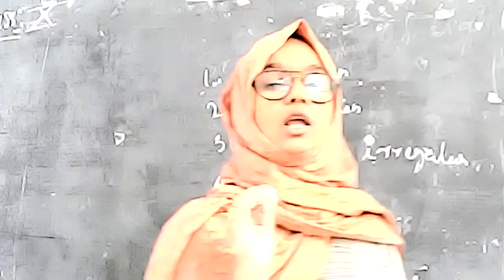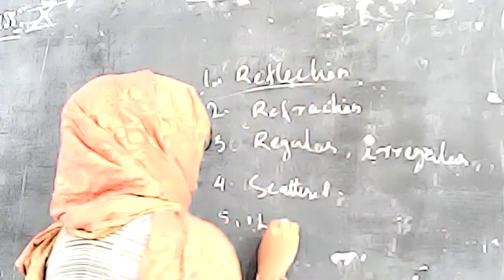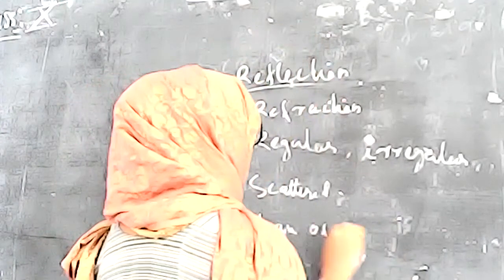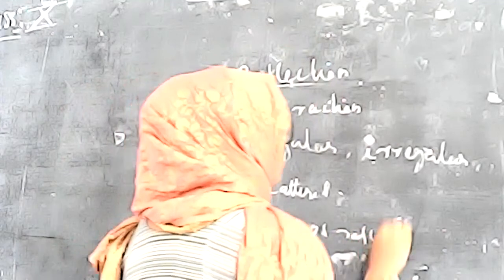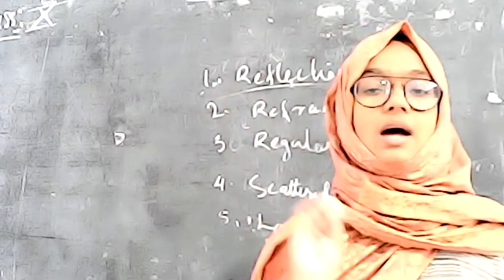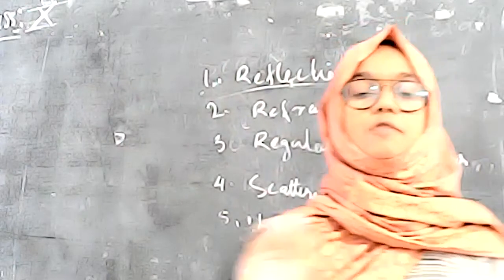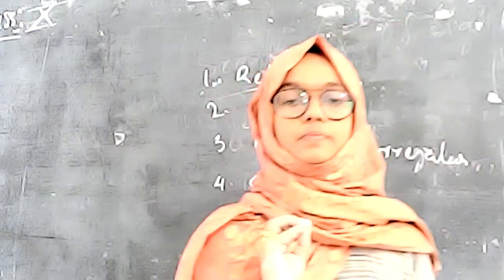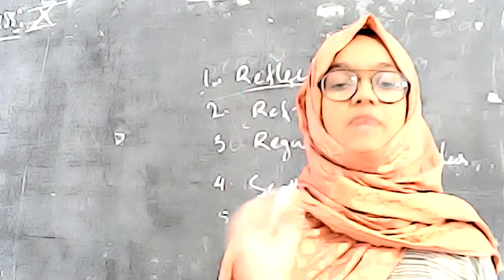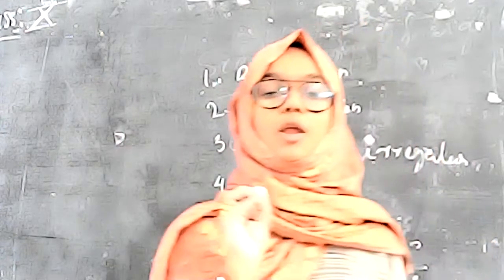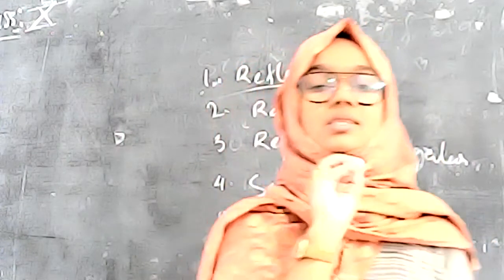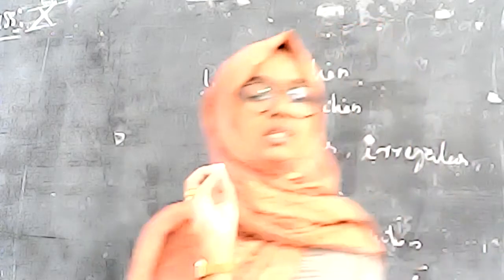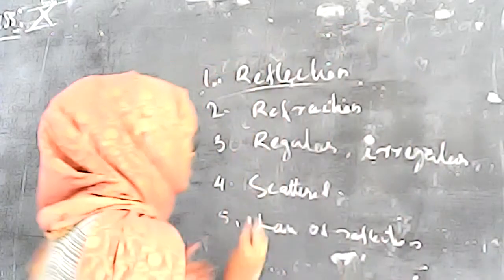And what is the law of reflection, which applies to regular reflection? The incident angle and the reflected angle are the same when the surface of incidence is smooth. And the incident ray, the reflected ray and the normal to the surface are in the same plane. So this is the law of reflection.